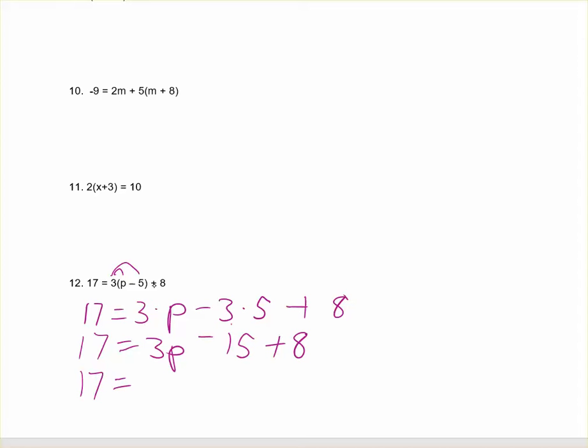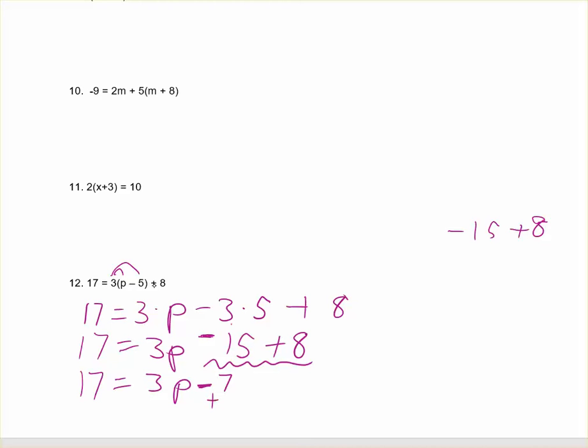There are no other like terms with the p term, so we just write 3p. And then we need to figure out what is a negative 15 plus 8. If you're not sure, check it on your calculator. You should get a negative 7, which then is a minus 7 we write down. You could write plus negative 7, but it's easier to solve equations when you write it with as few signs as possible. So 17 equals 3p minus 7.